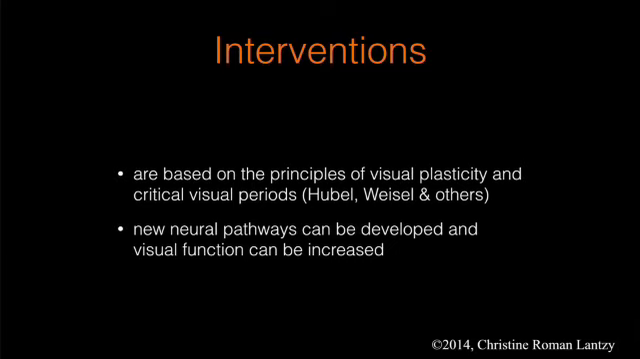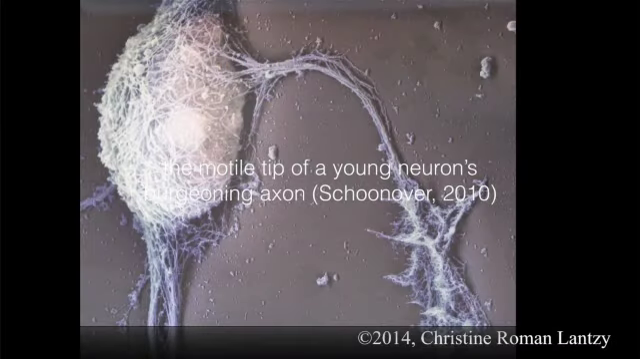The interventions are based on the principles of visual plasticity and critical periods of visual learning as described by Hubel and Wiesel and many others, and new neural pathways can be developed and visual function can be increased. I show again this image of the motile tip of a young neuron's burgeoning axon. This is the image I hold in my mind as I see a child visually alert to something, or maybe for the first time show a fixation response where we only saw kind of a localization before that. I imagine in my mind the activity, the excitement of these neurons in the brain that are waking up, branching out, reaching out, connecting to other neurons, creating pathways and ultimately new functions. It's really happening at that level.